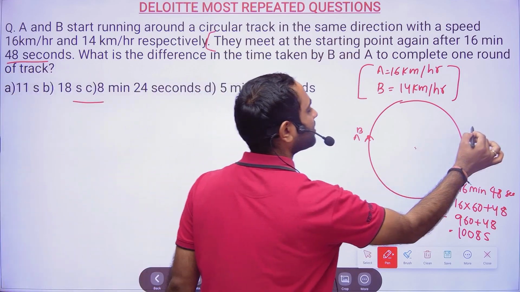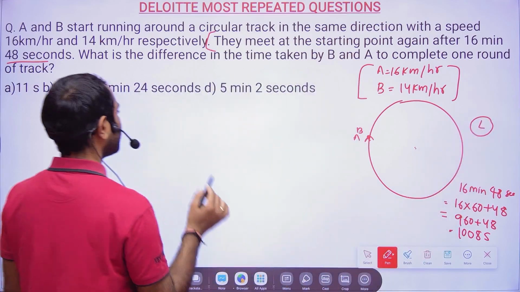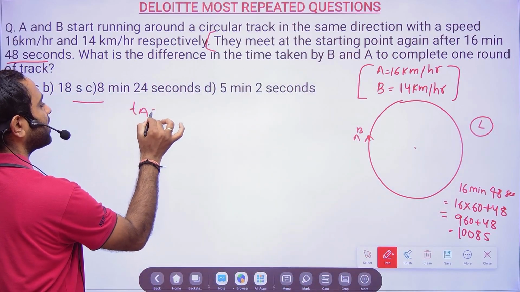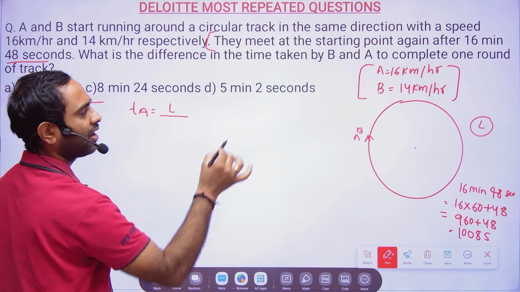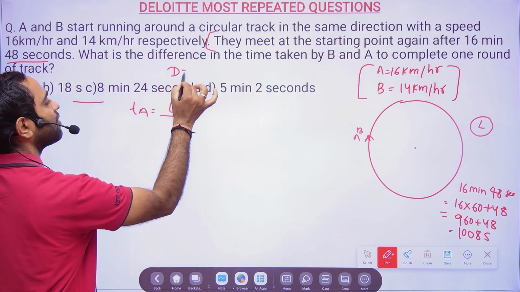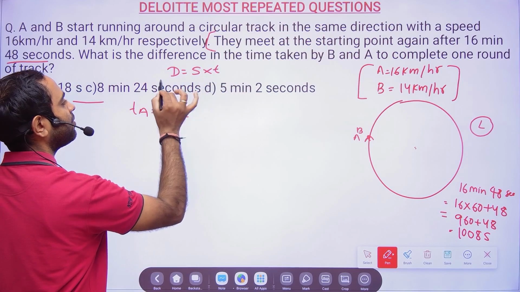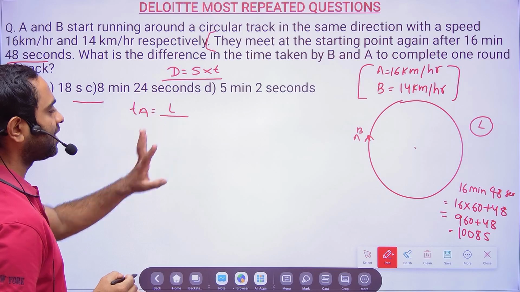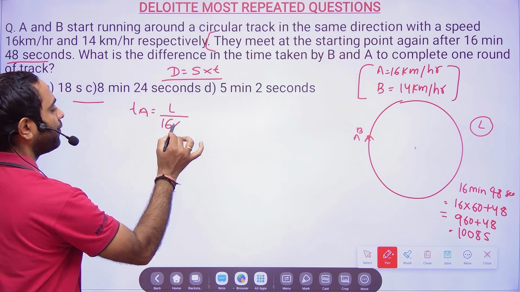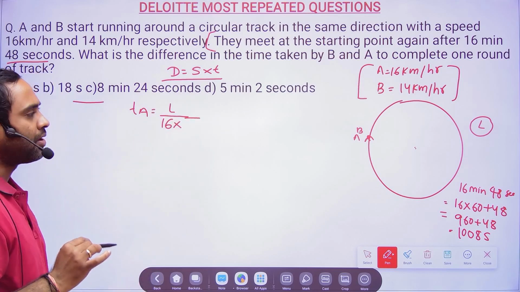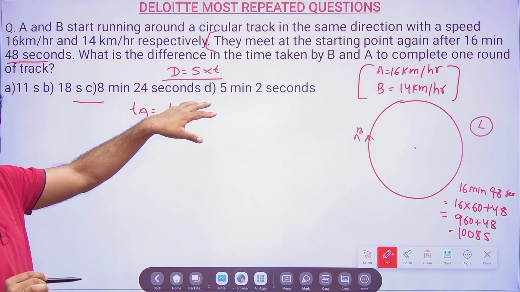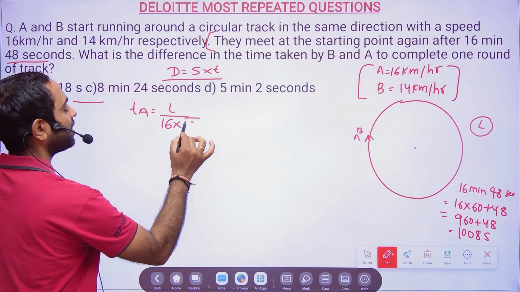Now suppose the length of the track is L. What is the time taken by A? Time taken by A will be length divided by speed. Distance is equal to speed into time, so time will be distance by speed. So L divided by 16 km per hour. We don't want anything in kilometer per hour, because everything in the options is in seconds. So let us convert into meter per second.